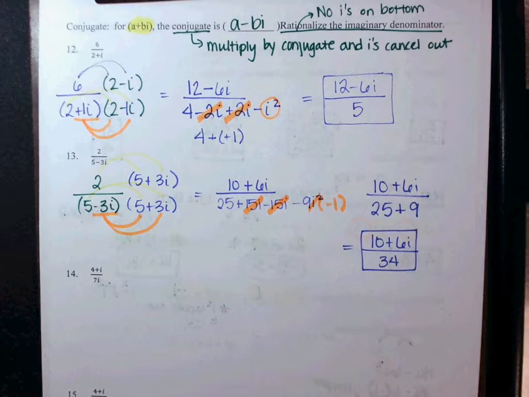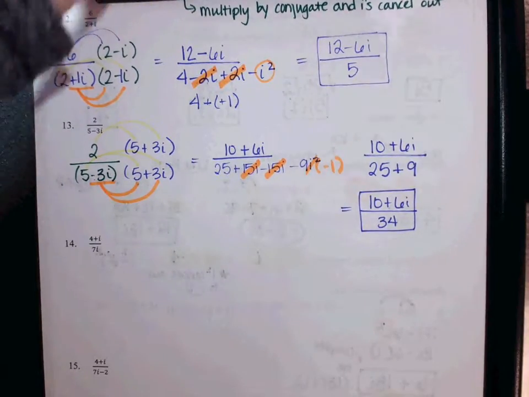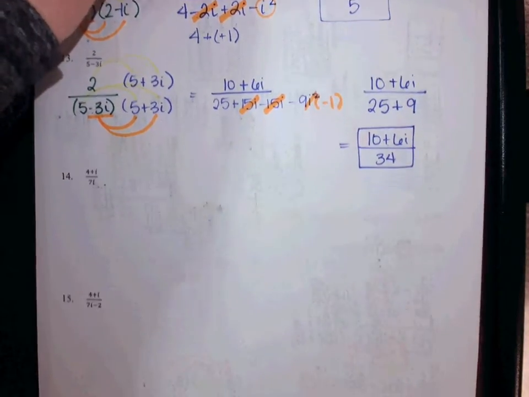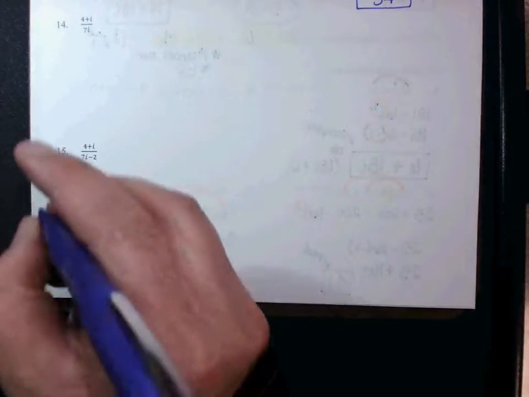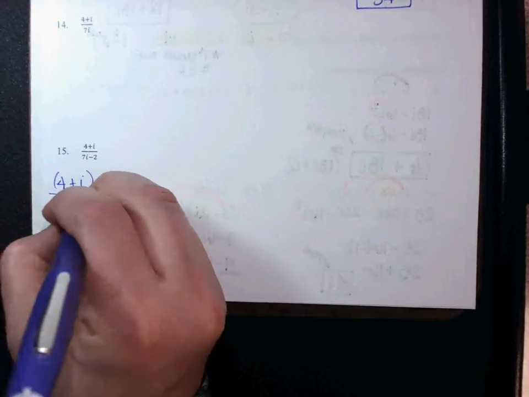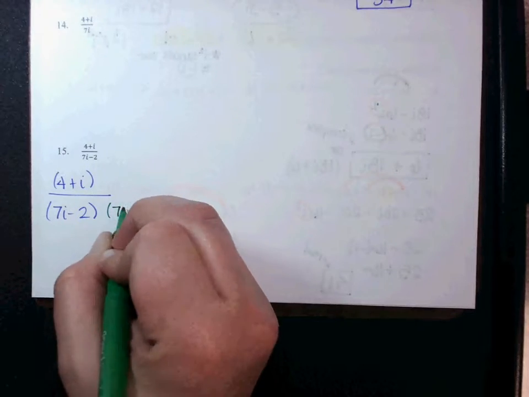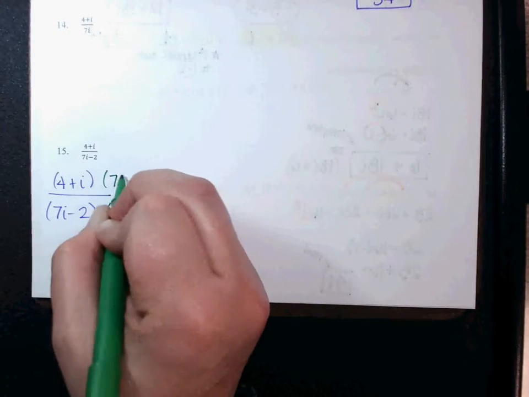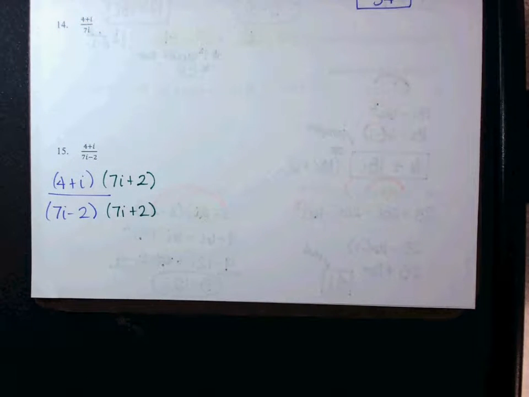Okay? Skip down to number 15 for me. Okay, look at it. I have 4 plus i on the top. I have 7i minus 2 on the bottom. What conjugate am I going to use here? The one from the bottom. Very good. So if it's a 7i minus 2, my conjugate is 7i plus 2. Now, it's important for you to notice that on those other two examples, we kind of got away with single distribution on the top. In this case, we're going to have to do double on both, which is okay, but you should at least notice that, okay?